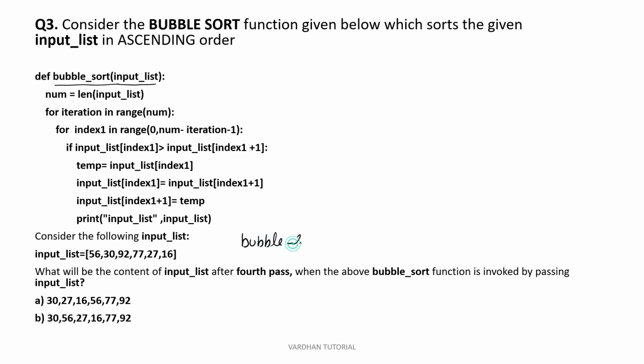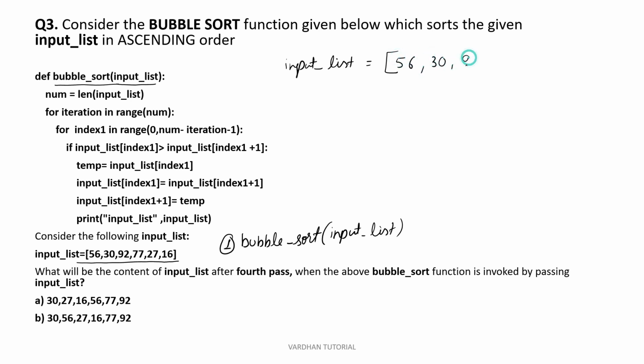bubble sort, and here we will pass the parameter input list. So when this line is executed, it will redirect to this input list. This list will be passed here. So our input list will be input underscore list, and this will be equal to 56, 30, 92, 77, 27, and 16.